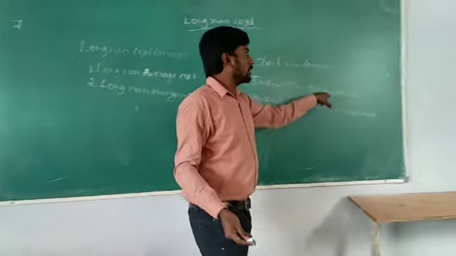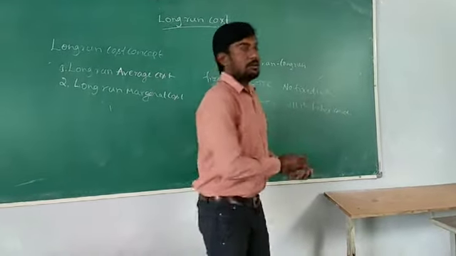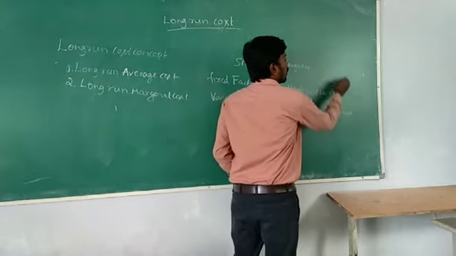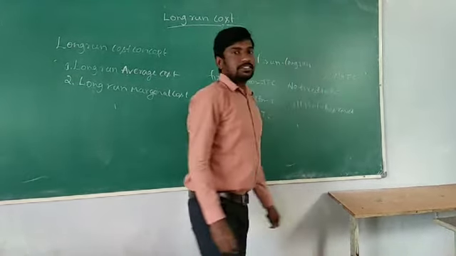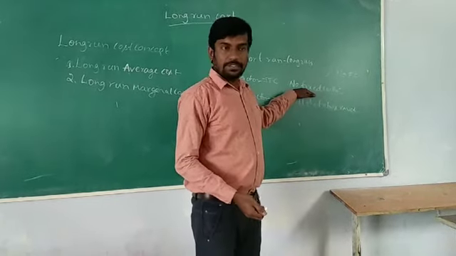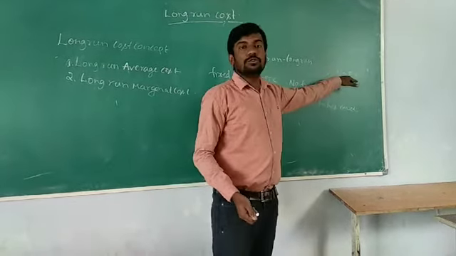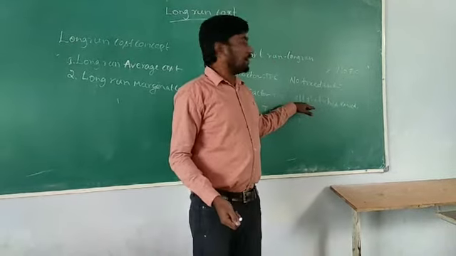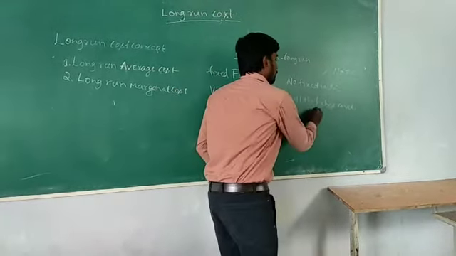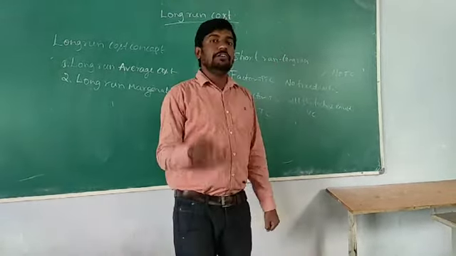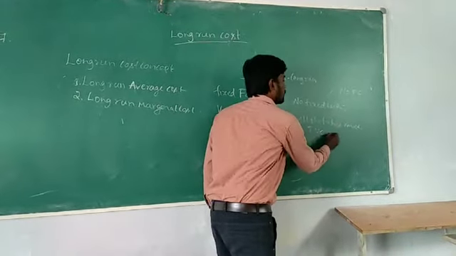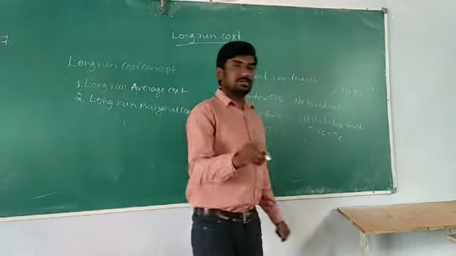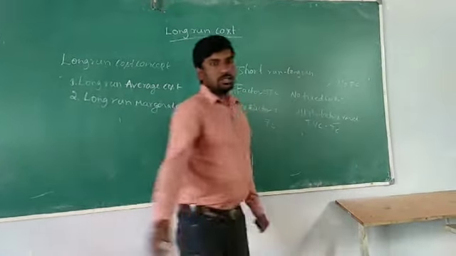In the long run, there is no fixed factor, which means no fixed cost. All the factors are varied, which means we have only variable cost, and here the variable cost is equal to the total cost. Here TVC equals TC. That's why we are just taking the total cost.